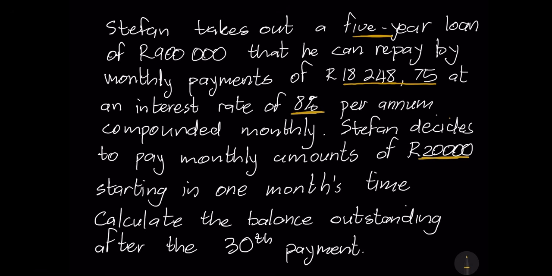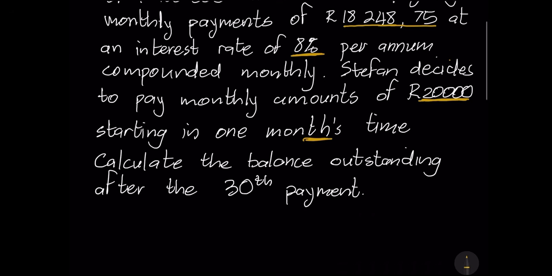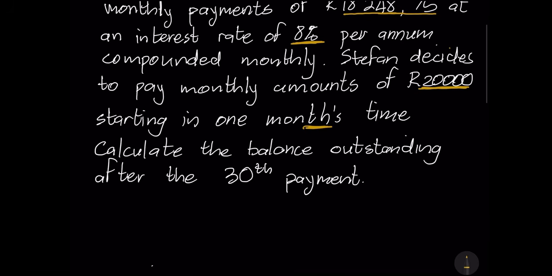Notice, Stefan, being a wise person, says, rather than finish paying off the loan later, I will pay more than what the bank has calculated for me. They say, starting in 1 month's time, calculate the balance outstanding after the 30th payment.